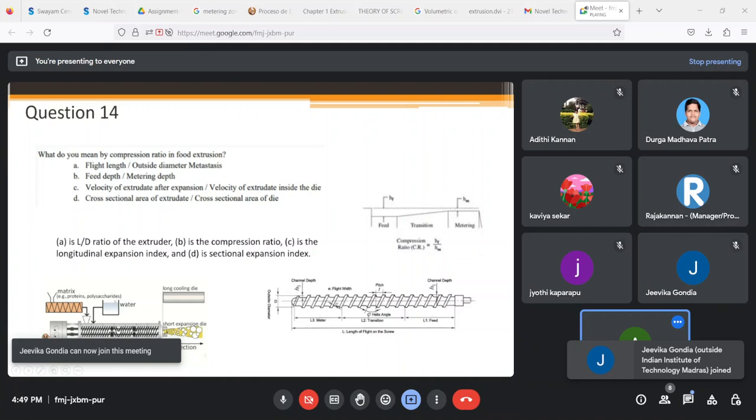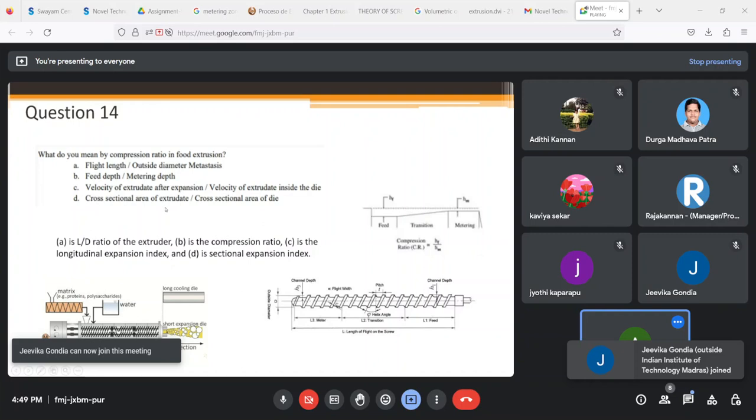So once it comes out through the die, suddenly there is no more compression pressure. All of a sudden your food will start expanding once it comes out of the die, because there is nothing to give it that compression force anymore. So the velocity of the extrudate after the expansion, relative to the velocity inside the die, is known as the longitudinal expansion index. That is how fast it expands.